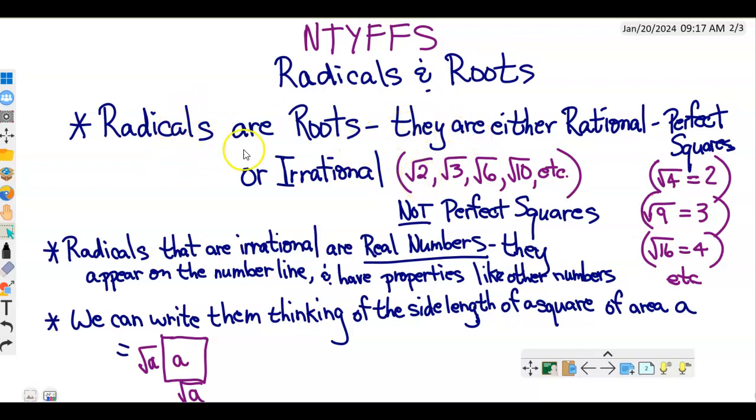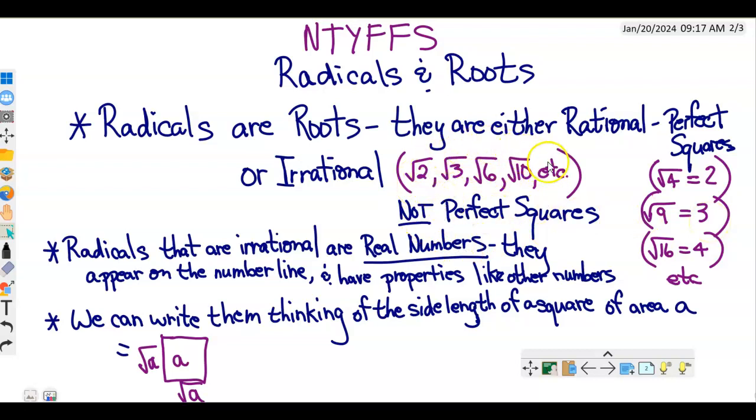So these particular numbers can be rational. Those are the perfect squares. The square root of 4 is 2. You multiply 2 times itself once, and you get 4. The square root of 9 is 3. 16 is 4, and so forth. Okay? These are rational numbers. You can write them as a ratio of 2 integers, as a fraction.